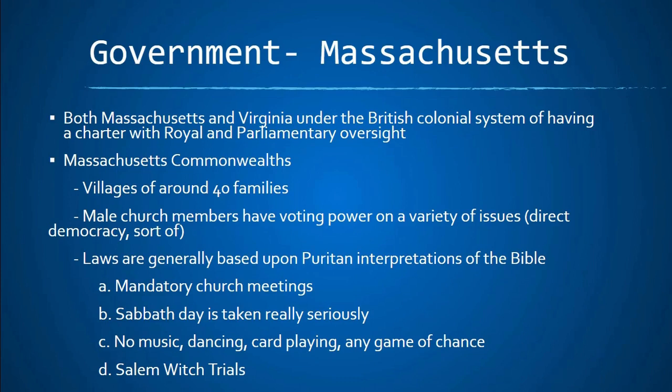Many of the laws were generally based on Puritan interpretations of the Bible, like mandatory church meetings. Sabbath day is taken very seriously. No music, no dancing, no card playing, or any games of chance. These are seen as products of evil. Later on, a round of hysteria will sweep through and result in the Salem witch trials, in which the community tried and hanged many supposed witches. The hysteria eventually abated, and a few years after, the General Court of Massachusetts considered the trials unlawful, and restitution was paid to the heirs of the previously condemned.